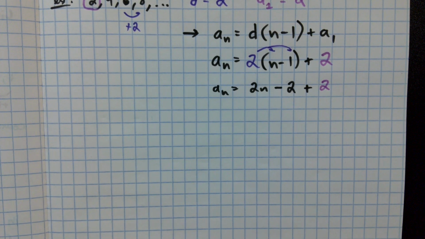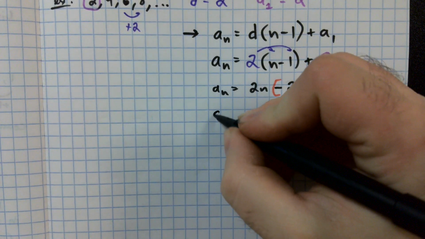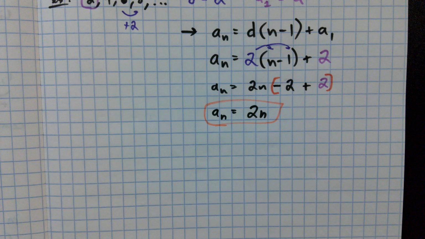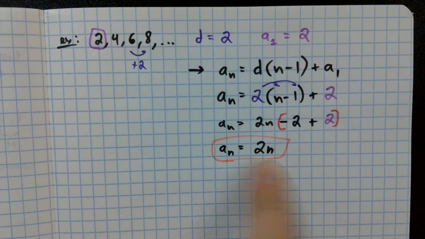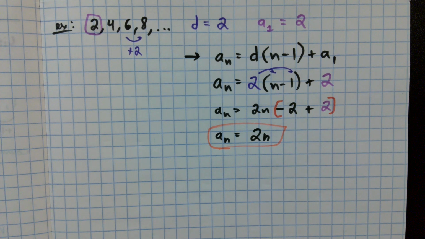Am I going too fast? Okay. Combine like terms, what's negative 2 plus 2? 0. So we get the equation a sub n is equal to what? 2n. Thank you. Which means, if n's representing some number in the sequence, if I want to find the 10th term in the sequence, what's 2 times 10? 20. Because this sequence is going by 2's. So the 10th term would be 20, the 20th term would be 40, the 100th term would be 200.